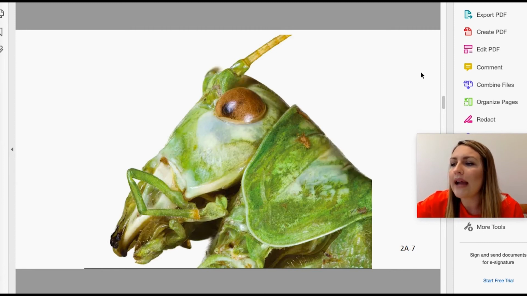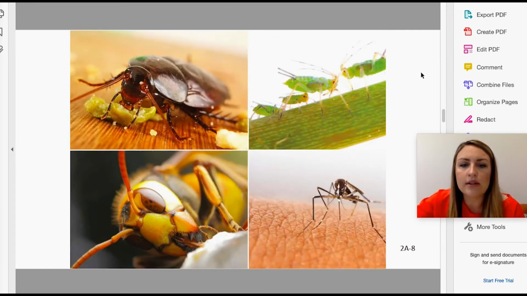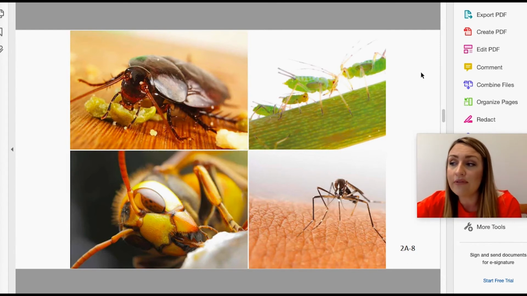Look at the variety of insect mouth parts. I'll show you the mouth parts on these insects. What do you notice? Some look like sponges, others look like scissors or even needles. An insect's mouth is carefully designed for eating certain types of foods. Some insects bite and chew solid foods. Other insects suck liquids. Still, others pierce their food.